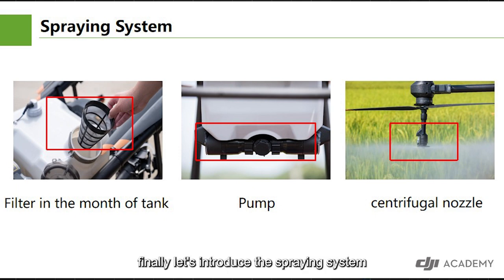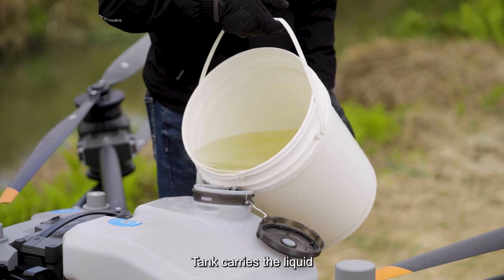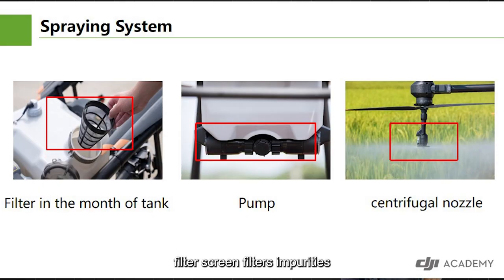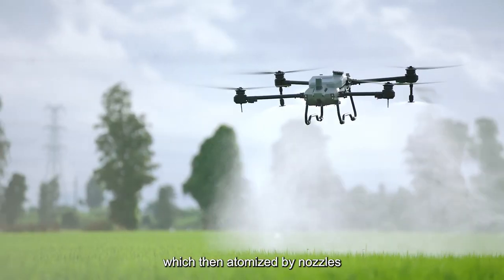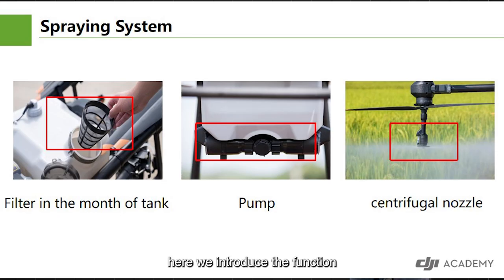Spraying system. Finally, let's introduce the spraying system of the agricultural drone. DJI Agras T50 and T20P use a centrifugal spraying system which consists of a spraying tank, filter screen, impeller pump, and dual atomized sprinklers. The tank carries the liquid, the filter screen filters impurities, and the water pump pumps out the liquid, which is then atomized by nozzles. Here we introduce the function of each component in detail.